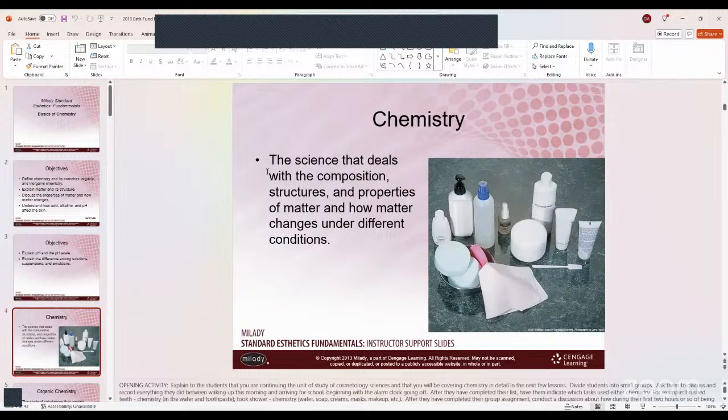Looking at chemistry, it's defined as the science that deals with the composition, structures, and properties of matter, and how matter changes under different conditions. We always reference ice and water, things like that. And you will say, Ms. Fuss, how does this component match with us in the treatment room?